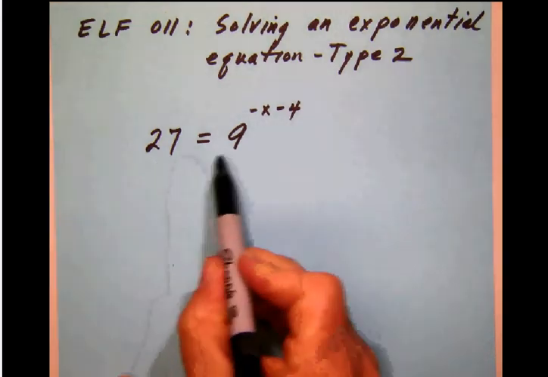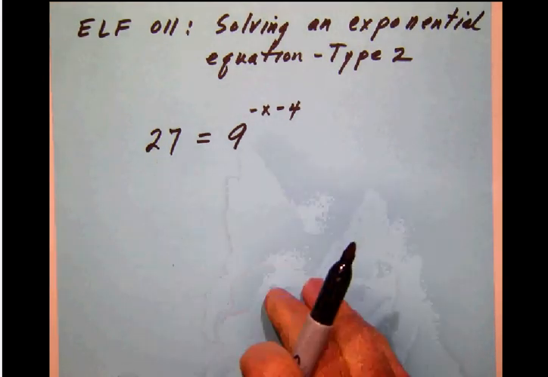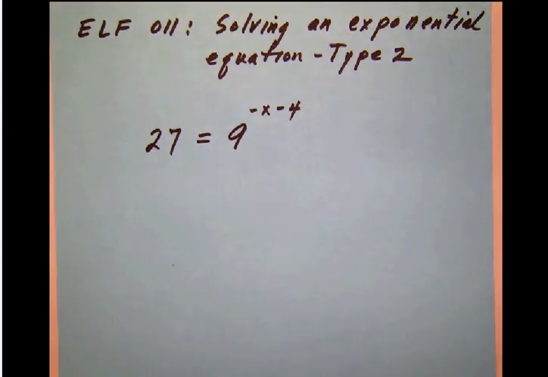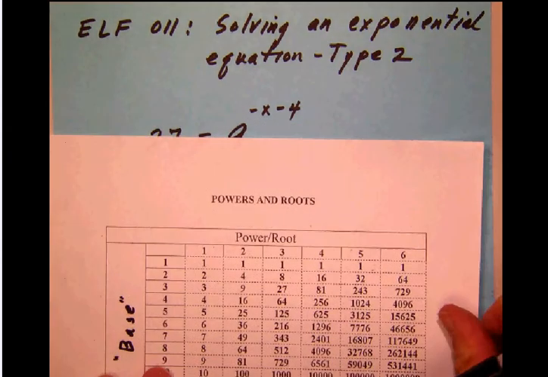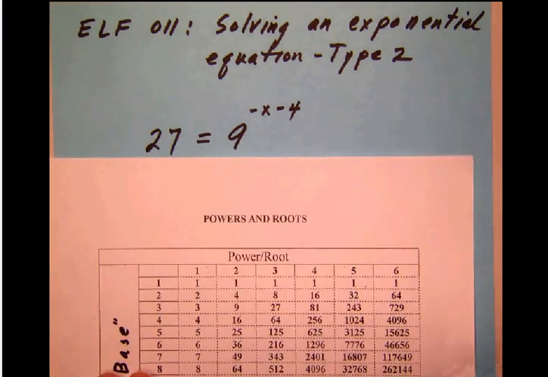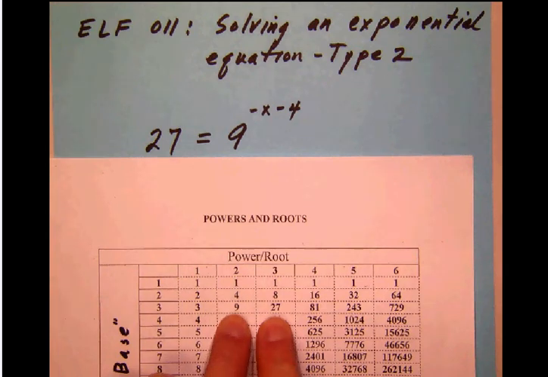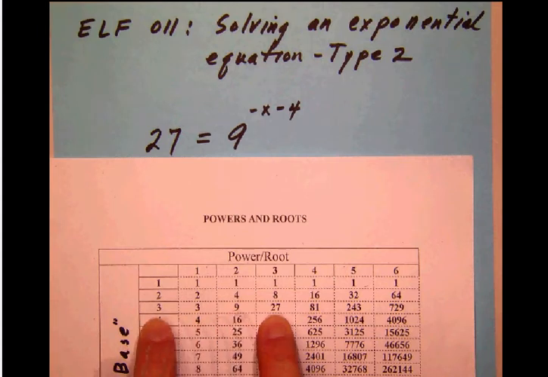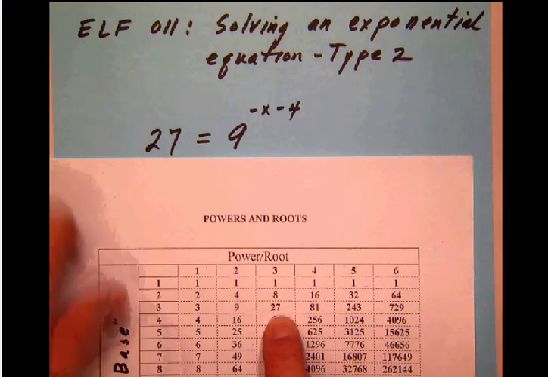Now the trick here then is to express these two numbers with the same base. So we look at our powers and roots chart here, and what we're looking for is to find one line of the chart where both 9 and 27 occur in the same line, and we see that right here. Notice here that 9 and 27 are both in the same line of the chart, or the common base is 3, because 9 is 3 to the second power, 27 is 3 to the third power.